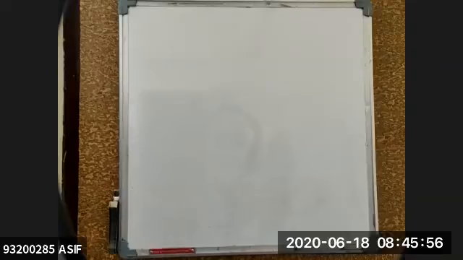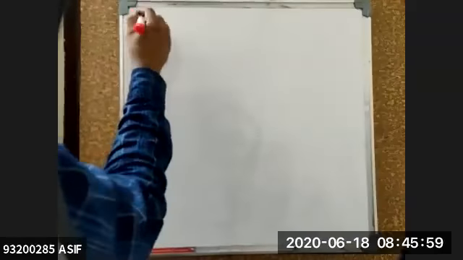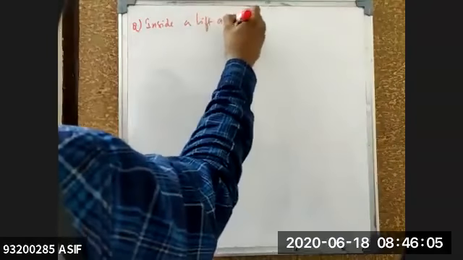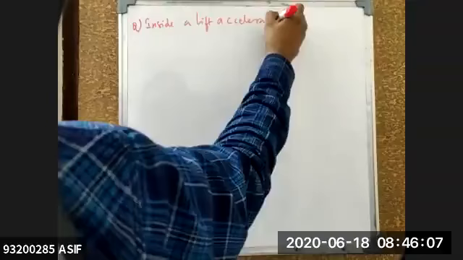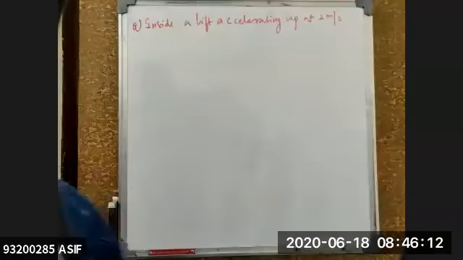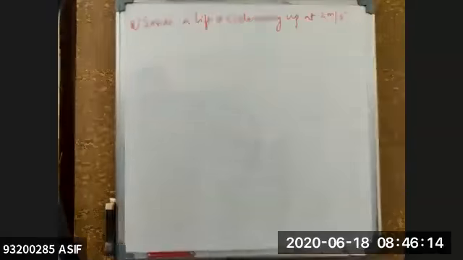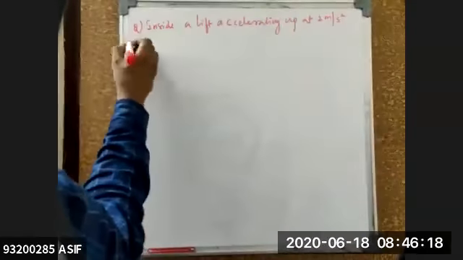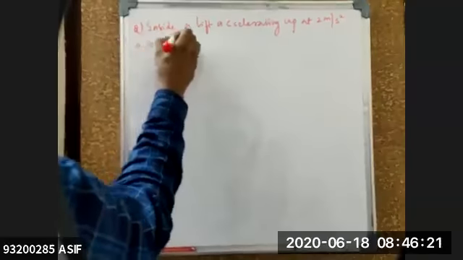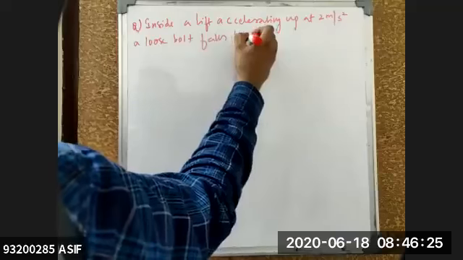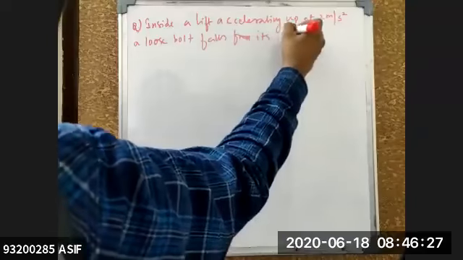Take this question of relative velocity as homework, beta. Very good question. Inside a lift accelerating up at 2 meters per second square, a loose bolt falls from the ceiling.